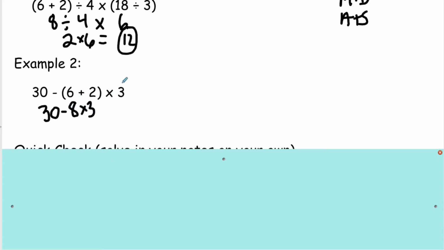Next, parentheses, done. Exponents, don't see any. So multiplication comes before subtraction. I'm going to do that first. 8 times 3 is 24. Bring everything else down. I didn't use it yet, leaving me with 30 minus 24, which is 6. All right, and there's 2 examples of order of operations.